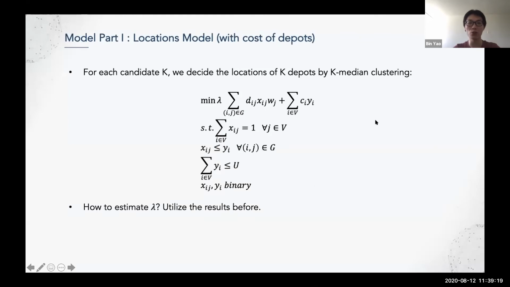The problem also requires us to think about the objective function with the cost of depots. The previous one doesn't include that. So one easy adaptation is just to include the depot cost in our median clustering model. Here we also have a parameter lambda, because the objective function is the total cost, and this is not a total cost. So we will set a parameter lambda to adjust this.